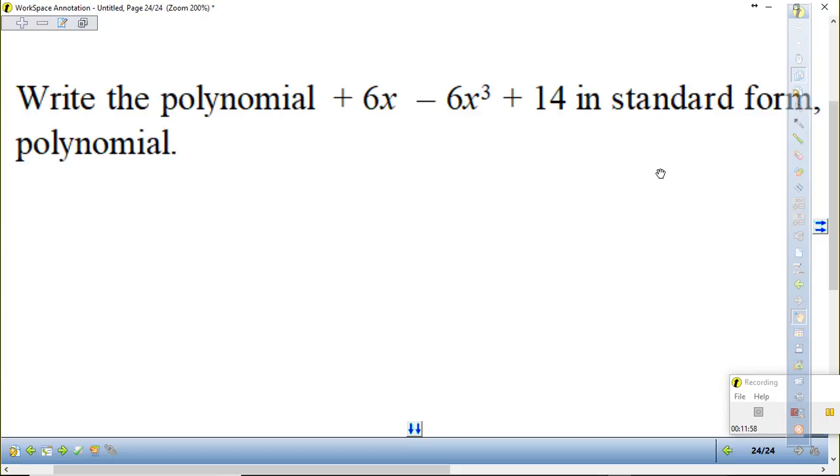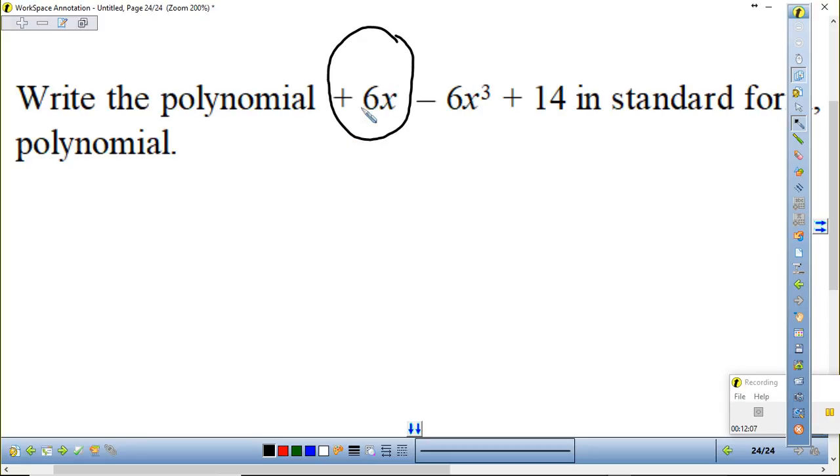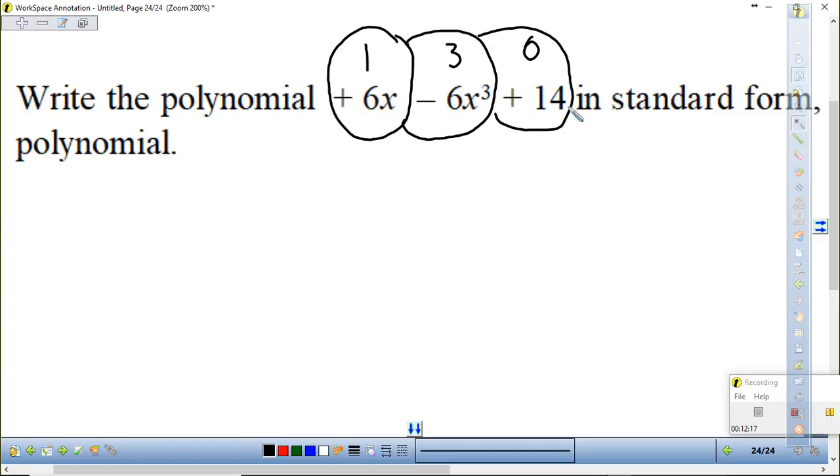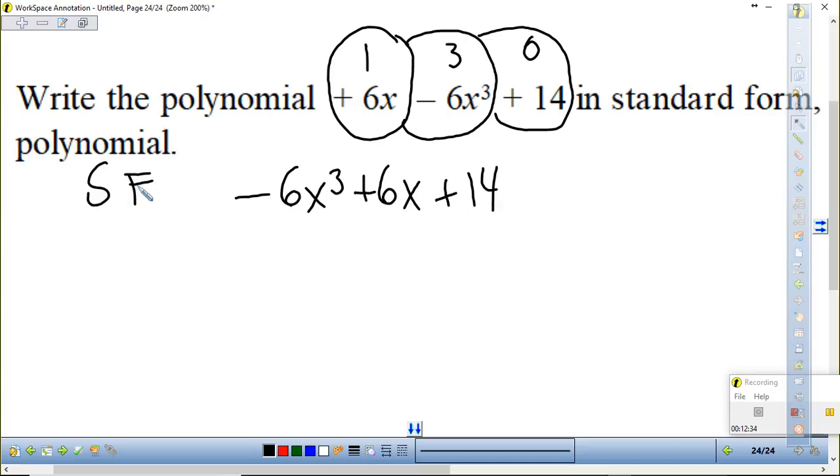Let's write it in standard form. To write in standard form, we need to start identifying the degrees. What is the degree of this one? 1, because the exponent on the variable is 1. What is the degree of this one? 3, and the degree of this one? 0, because it doesn't have a variable. So if we rearrange it from highest to lowest degree, highest degree is this one, so we write negative 6x cubed, then this one plus 6x, and at the end plus 14. This is my standard form.